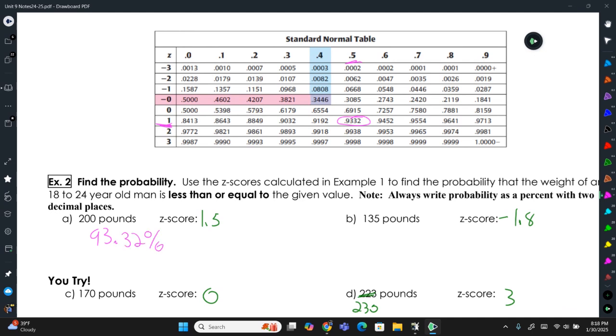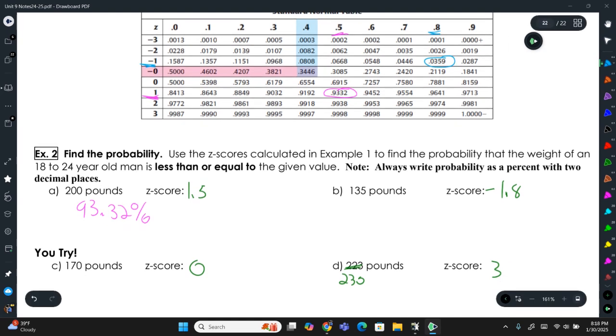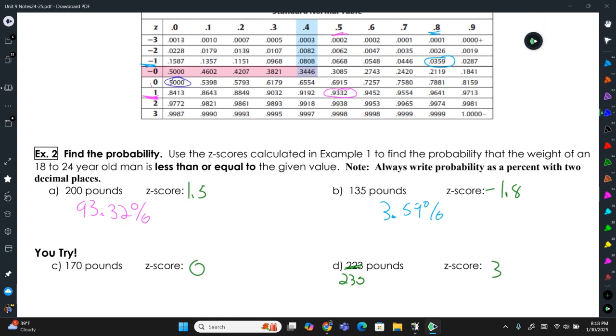93.32%. Now letter B, the z-score is -1.8. So we go -1 and 0.8. Where do they intersect? Right here. So 0.0359, or 3.59%. Now a z-score of 0, well, we have 0, 0, so right here, which would be 50%. And then we have a z-score of 3.0, so 99.87%.